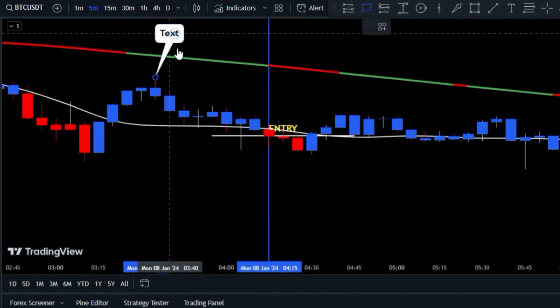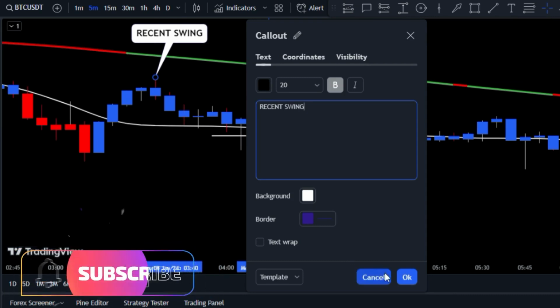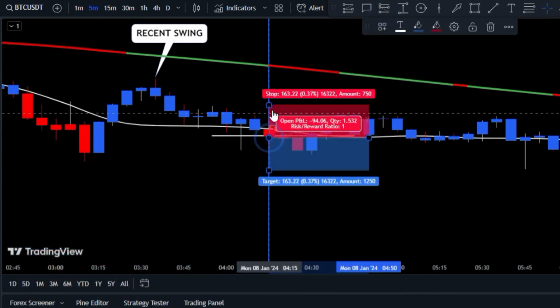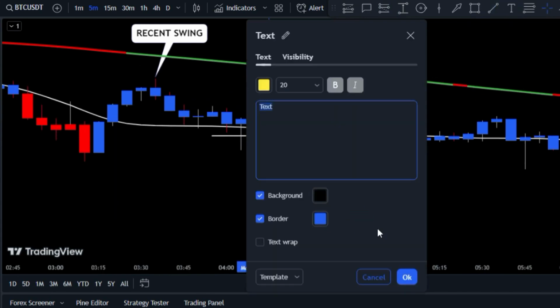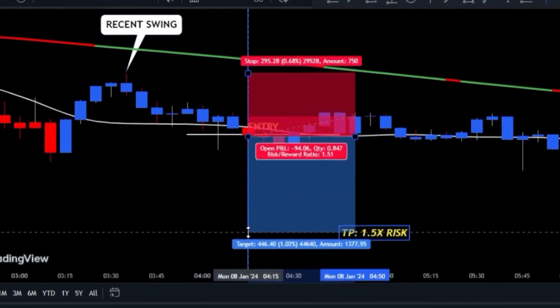As for the risk management associated with this trade, position the stop loss above the recent swing high. As for the target, you can set it at 1.5 times the risk of the trade, and there you have it.